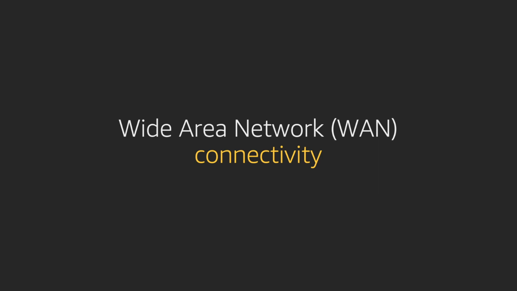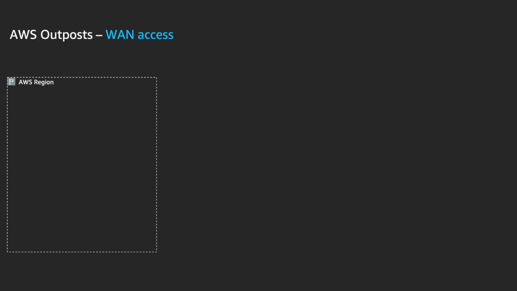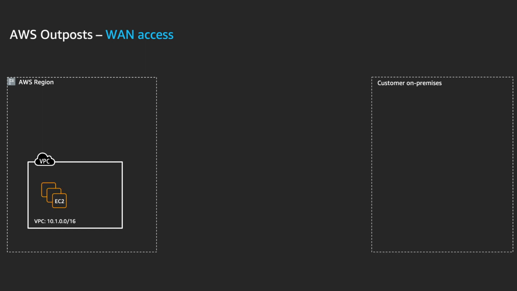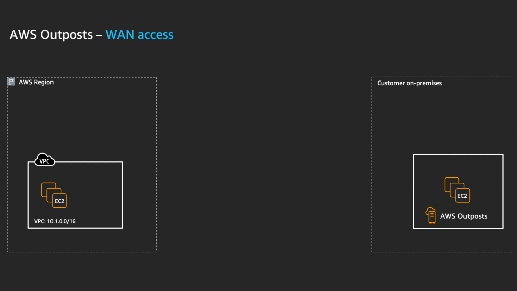All right, so lastly, let's dive into the wide area network connectivity piece for AWS Outposts. When we have an Outpost, we've obviously got the region, and the Outpost is designed to be always connected back to the region. Within the region here, in this case, we've got a VPC with a CIDR address range of 10.1.0.0/16 and some EC2 instances, and then we have our customer on-premises on the right-hand side here.